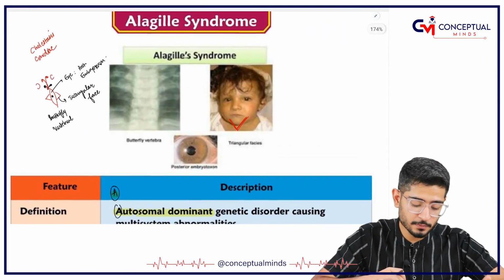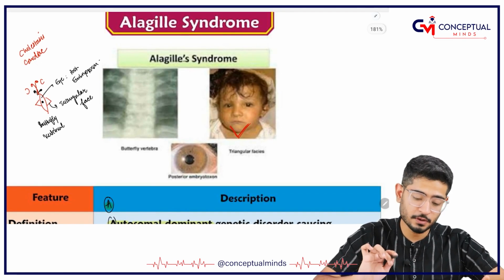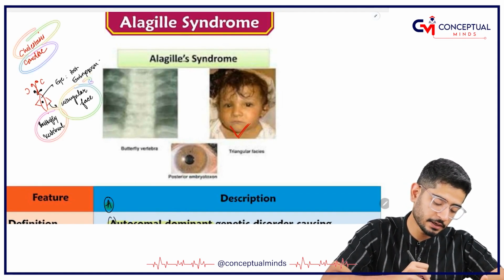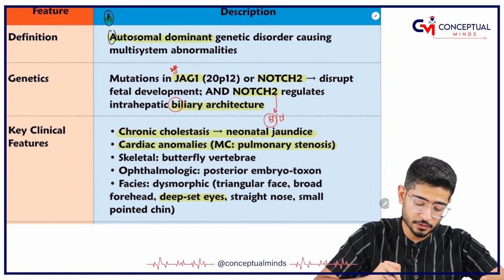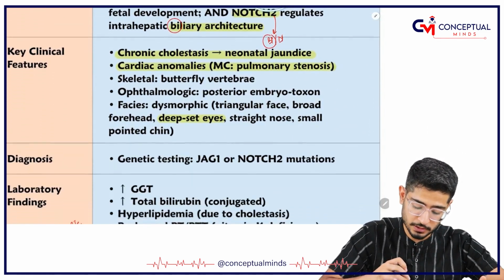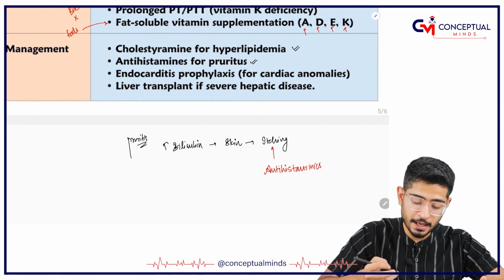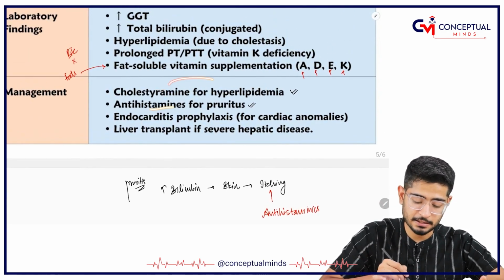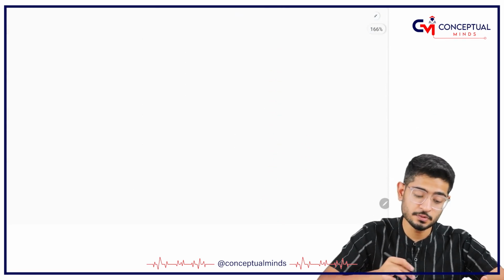So in Alagille syndrome, if somebody asks what is most important: cholestasis, cardiac issues, butterfly, triangle, posterior embryotoxon, JAG1, NOTCH2. These are extremely important. And in the end, of course, the treatment, you have to remember that cholestyramine, antihistaminics and everything we are supposed to give.